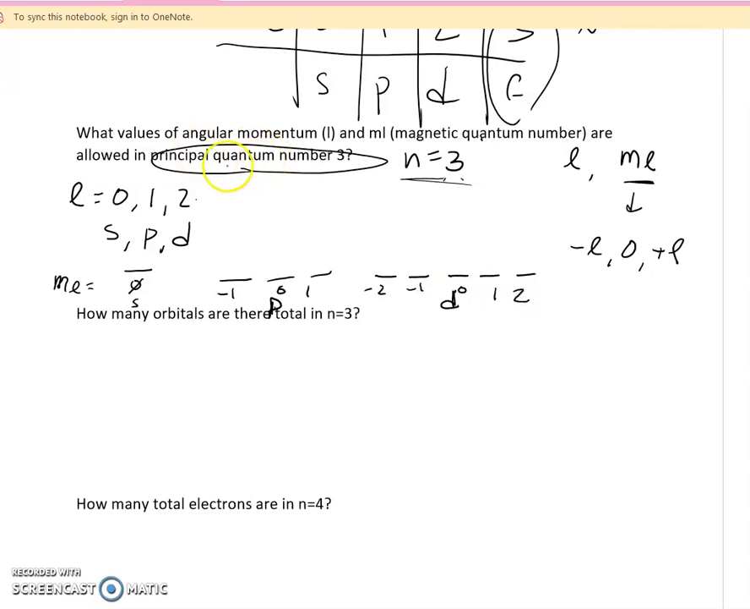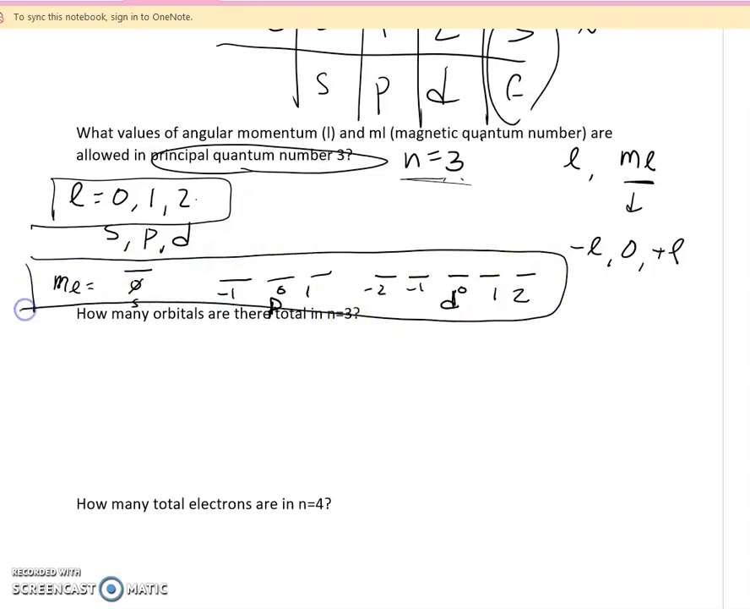Okay, so what values of angular momentum do we have? 0, 1, and 2. This would be our answer. And what values of m sub l are allowed in the principal quantum number? So this is your answer. So you would draw the orbitals, and you would make the symbol for S, it would be 0, P minus 1, 0, 1, and D would be minus 2 to 2.